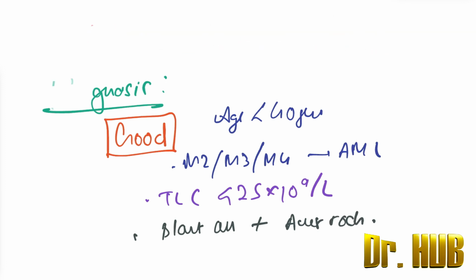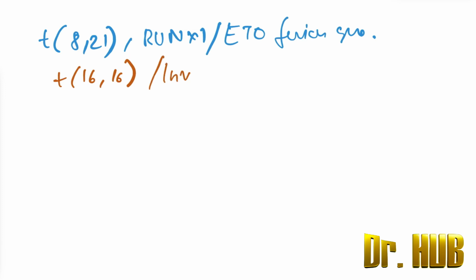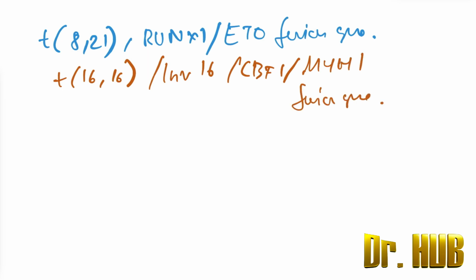Next is the good prognosis genes. It involves the t(8;21), and there is also the RUNX1-ETO fusion gene. Then comes the t(16;16) or inversion 16, with the CBFB-MYH11 fusion gene. So these are some good prognosis factors.